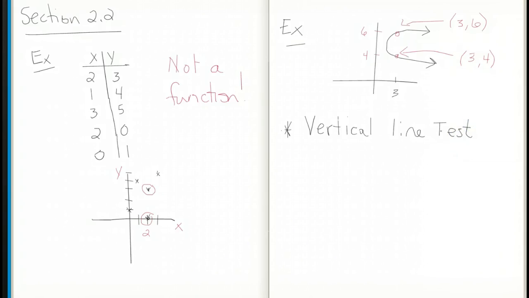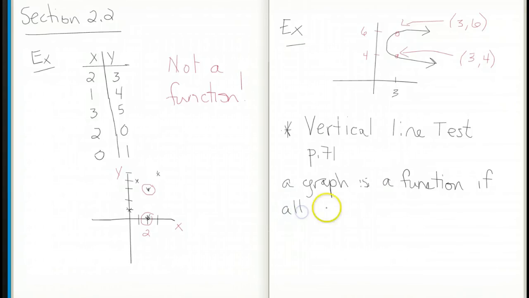If you'd like to see the vertical line test written in your textbook, see page 71. What it says is that a graph represents a function if every vertical line you're able to draw intersects the graph in just one place. So we can say a graph is a function if all vertical lines.